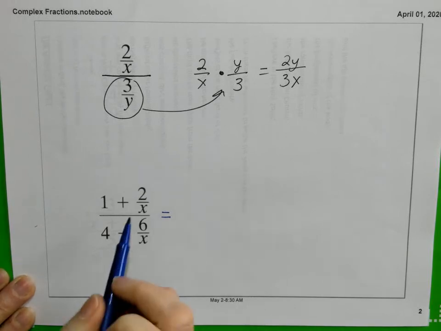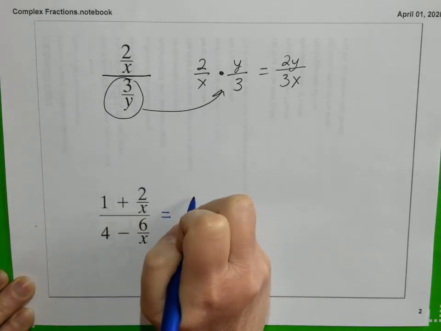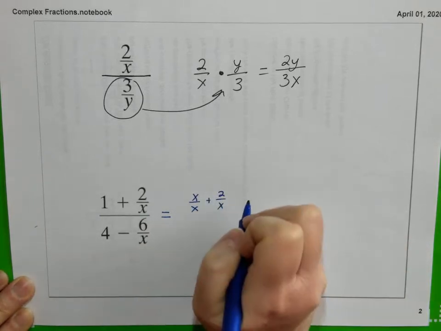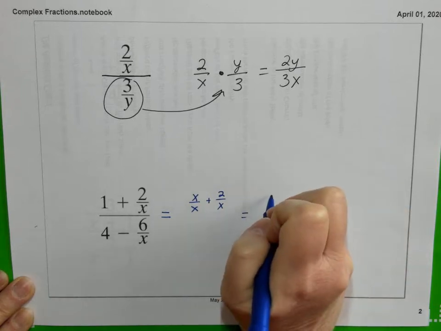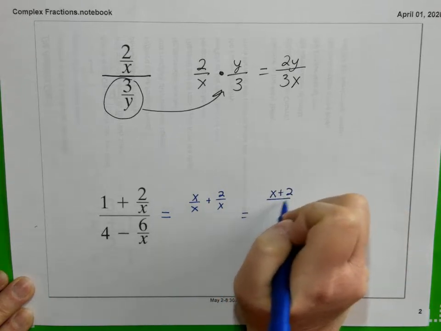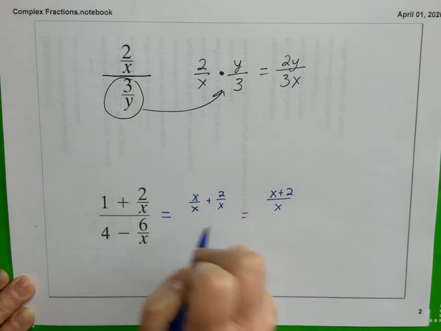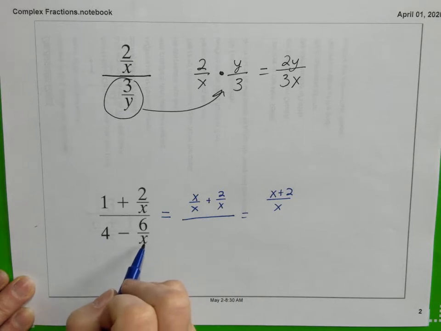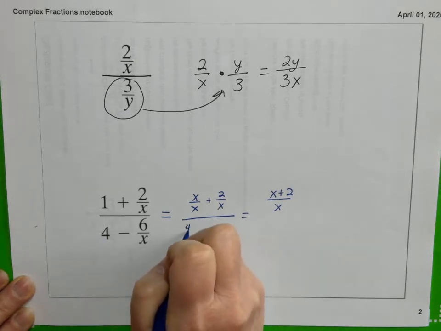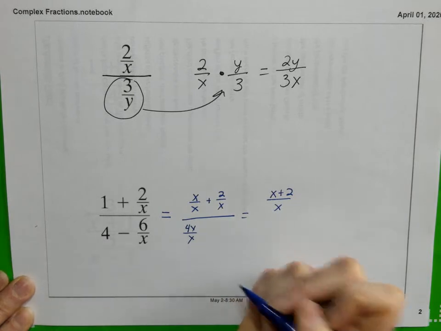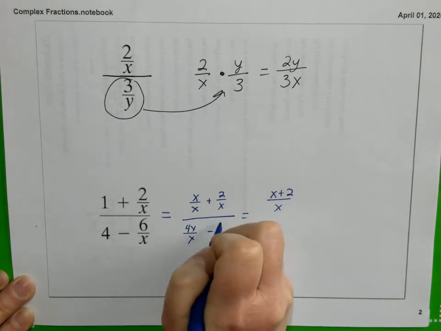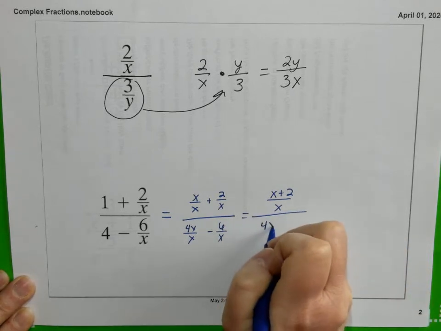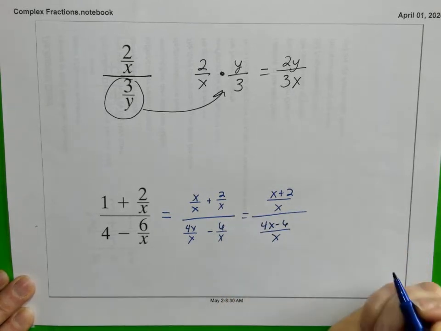Therefore, the first thing I need to do is make that the case so that I can do what we just did. So, first, 1 is nothing more than x over x plus 2 over x. Now they have a common denominator, so I can write it as x plus 2 all over x. I can do the same thing in the bottom. I have to make a 4 into an x because the common denominator is x, so I have 4x over x. Notice I cancel the x's, I have a 4 left. Minus 6 over x, combining my terms, gives me 4x minus 6 all over x.